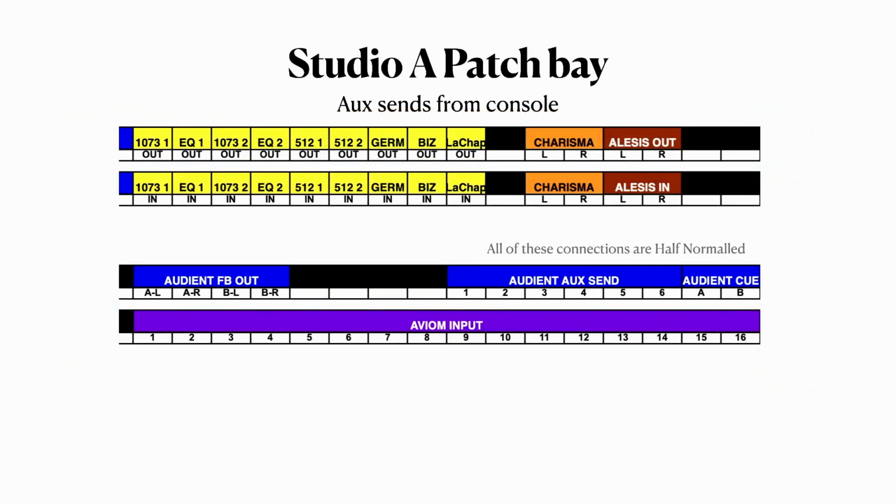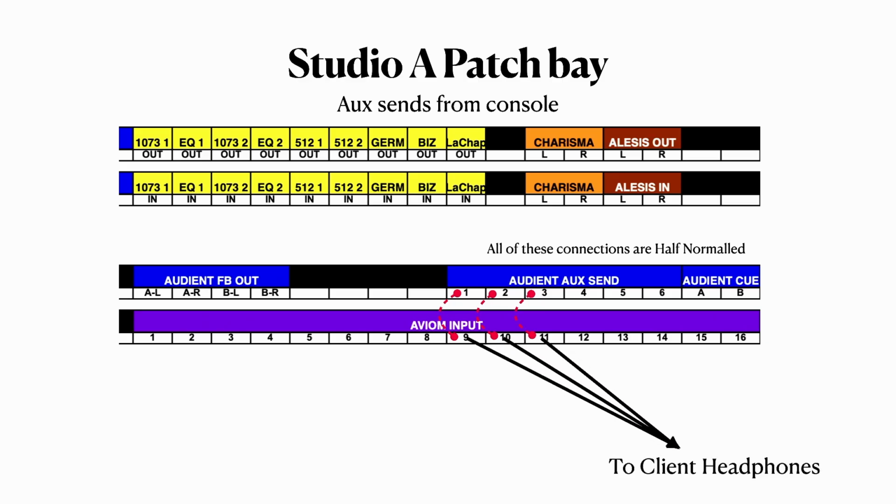So let's expand on this a little bit, okay? They're already connected inside. So 1 goes to 9, 2 goes to 10, 3 goes to 11, and so on, okay? That goes out to the client headphones. All right, they're always on. But let's say we want to use the same auxiliary sends to also send to a reverb unit.